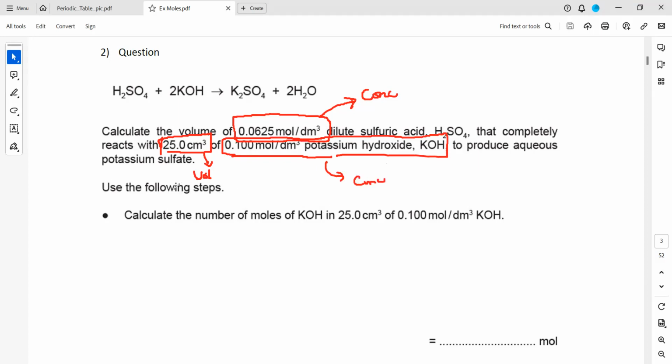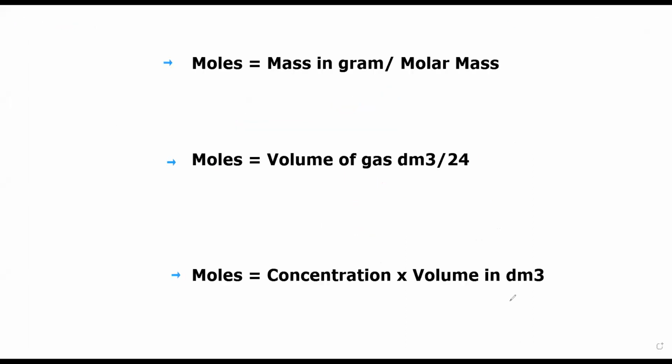When moles questions are there, usually they give you the steps. It is rare that steps are not given. Usually the steps are there, and you follow the steps to get the final answer. The first step: calculate the number of moles of KOH, potassium hydroxide, in 25 cm cube. We have the volume and the concentration, 0.1 mole per dm cube. Which formula should I use, first, second, or third, if we have volume and concentration?